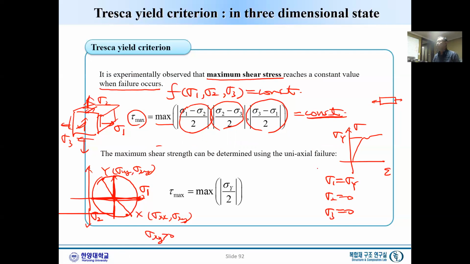Okay, so let's put these things into here. Sigma 1 will be sigma yield, and the others are 0, so this one will be sigma yield, and that is the constant. So what is the constant? Well, as you can see here, this constant will simply be sigma yield divided by 2.